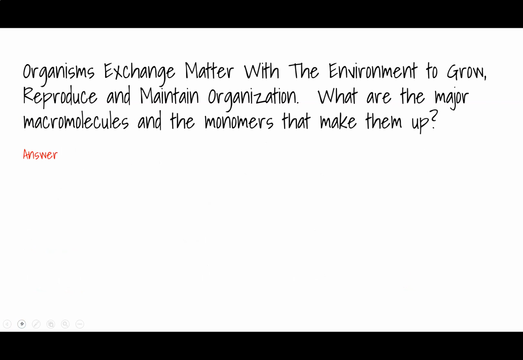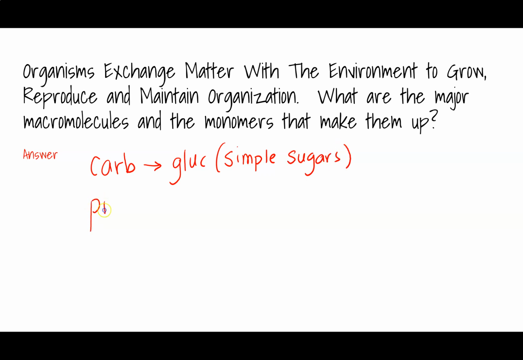So organisms exchange matter with the environment to grow, reproduce, and maintain organization. What are the major macromolecules and the monomers? If you said something like carbs, the monomers there are going to be glucose, or if you said simple sugar, I'm okay with that. That works. Simple sugars, I guess, would be fine. If you said protein, and you said something along the lines of amino acids, I'm very happy.